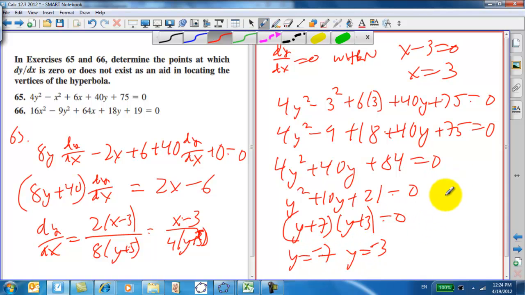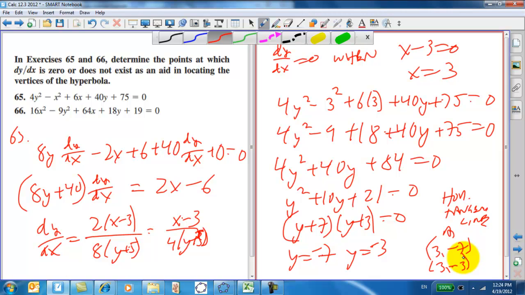And so you get a horizontal tangent line at (3, -7) and (3, -3). Now in this case we're not going to get vertical tangent lines because it's a hyperbola. You would in an ellipse. You could find the other endpoints of the minor axis with the vertical tangent lines, or vice versa, depending on if it's a horizontal or vertical ellipse.